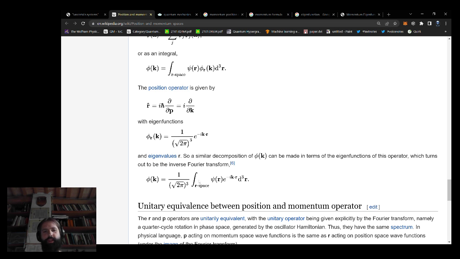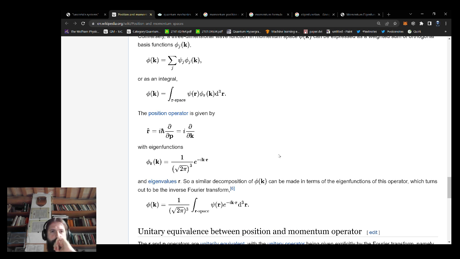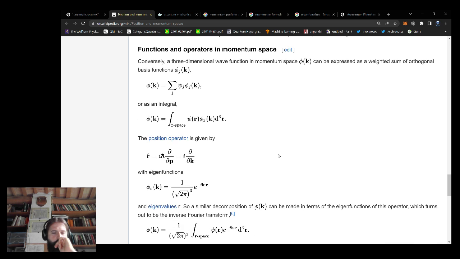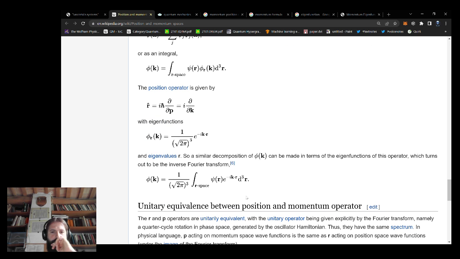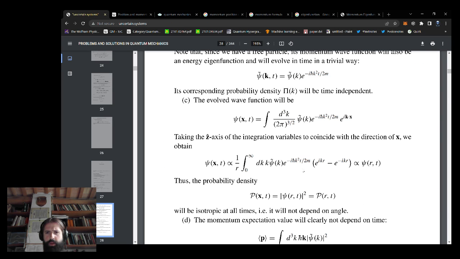But yes and no. I'm not entirely sure that I understand this though. Why would that give me momentum? It still somehow depends on. Okay, that's not dependent on position because you're integrating over it. But then what does it depend on? You know what I mean?